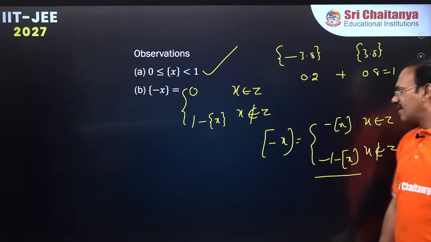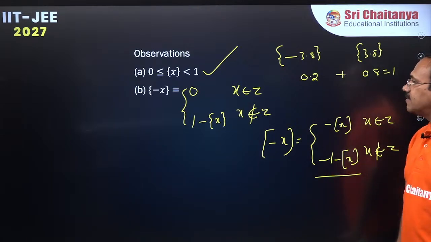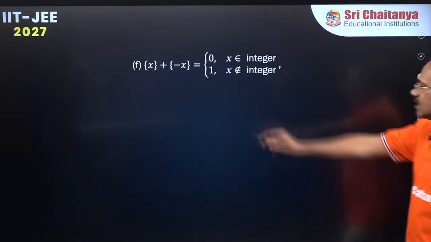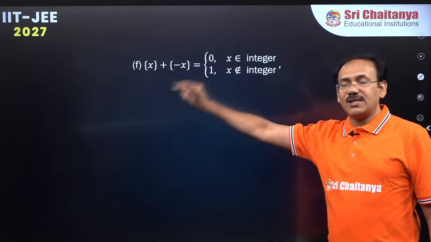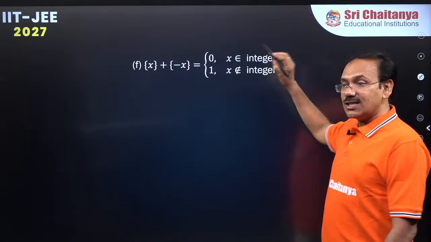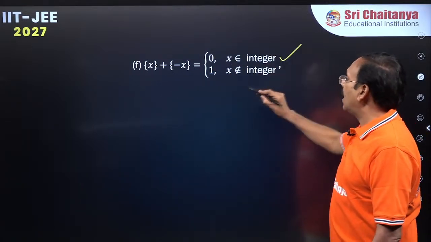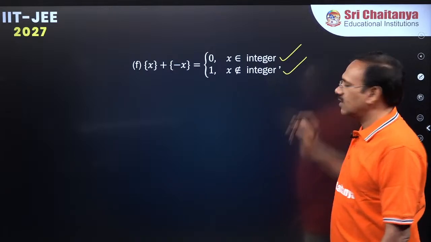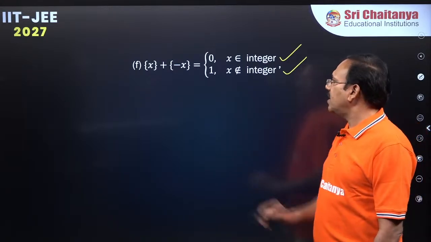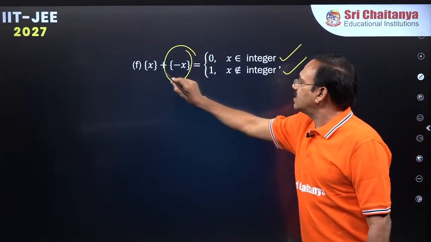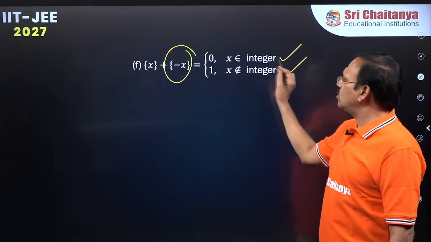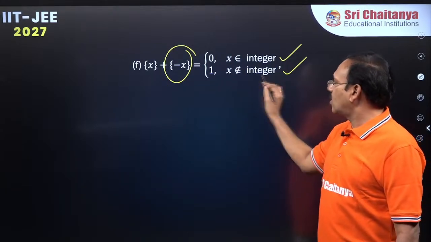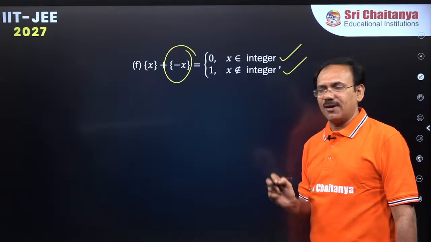Okay, dear students, fine. So, this is next, that is what I have written. Fractional part of x plus fractional part of minus x is 0 if x is an integer and 1 if x is non-integer. It is a very important property. So, fractional part of minus x is 0 only if x is an integer, and for non-integer it is 1 minus fractional part of x.